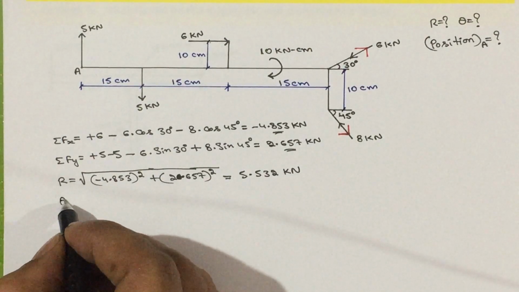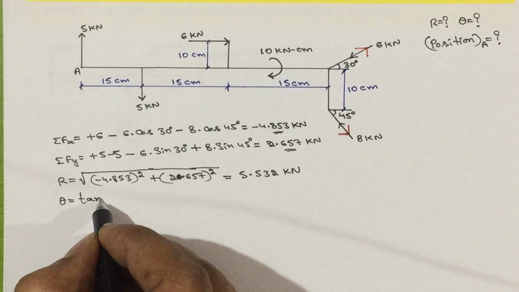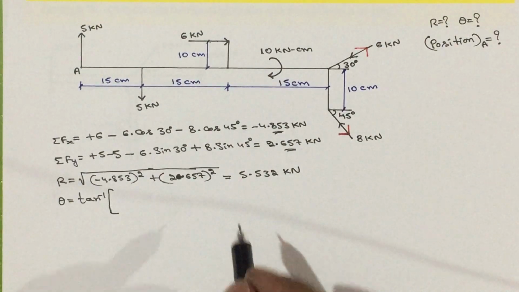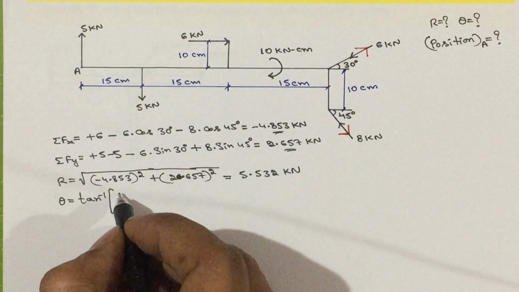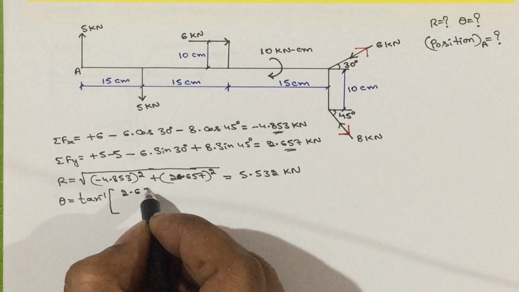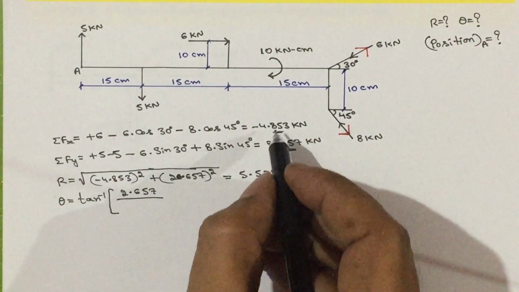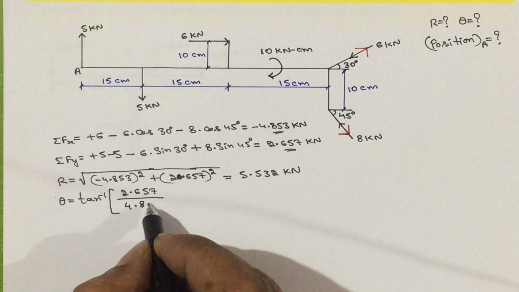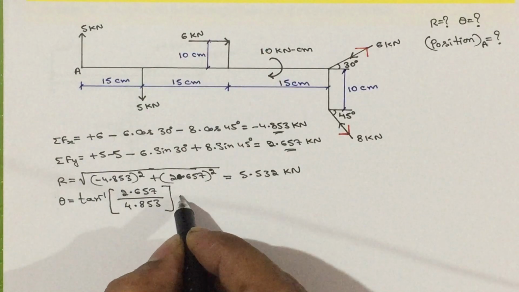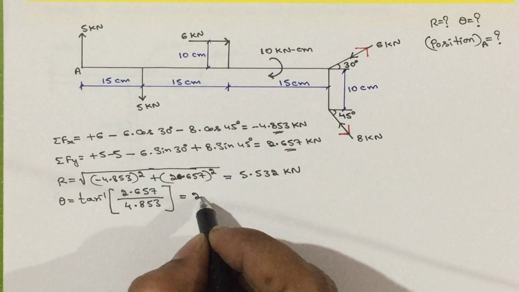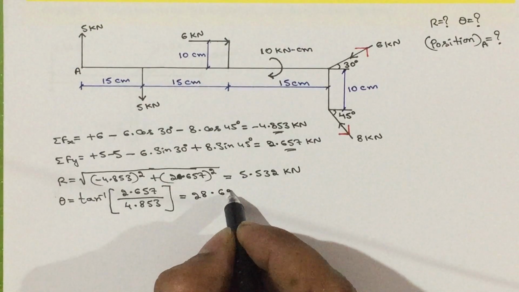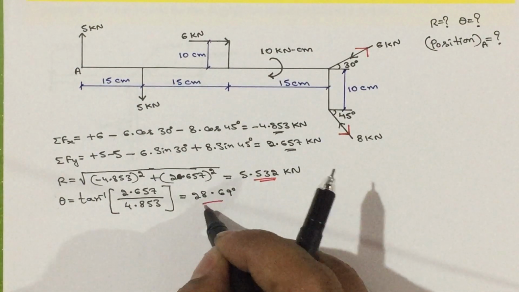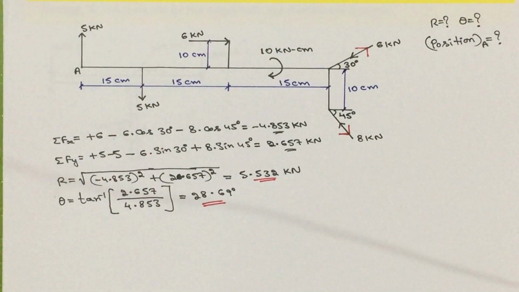Then calculate direction of the resultant theta, that is given by tan inverse of sigma Fy by sigma Fx. Only take the positive values. Sigma Fy is 2.657, then sigma Fx is minus 4.853. Take the positive value, that is 4.853. So once you calculate, you will get 28.69 degree. So we got the magnitude of the resultant and direction of the resultant. Then we need position.